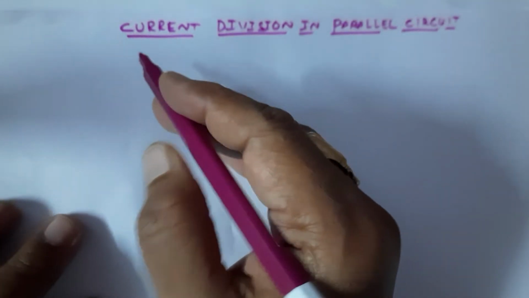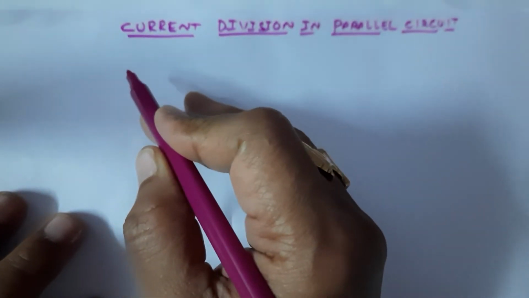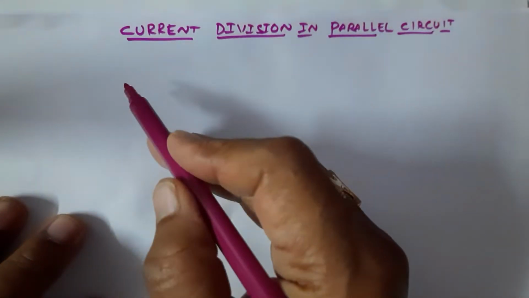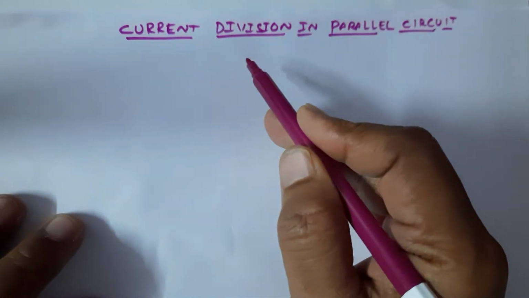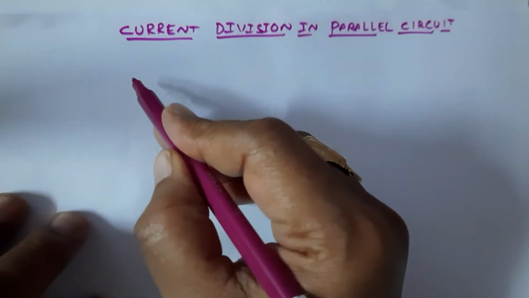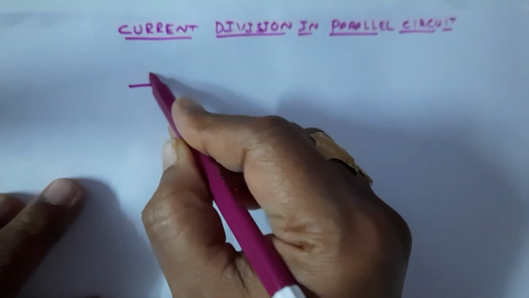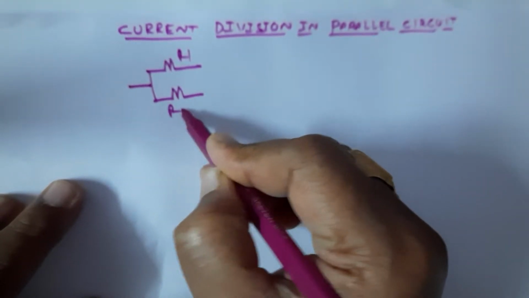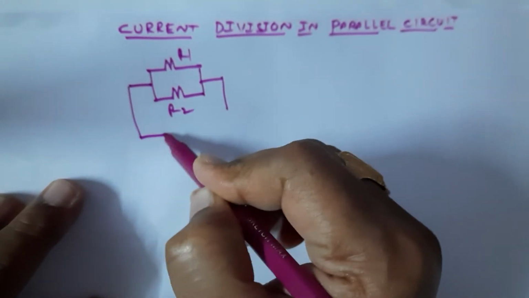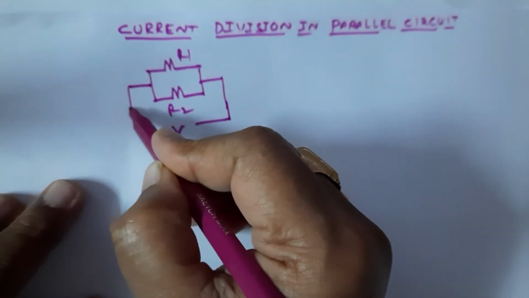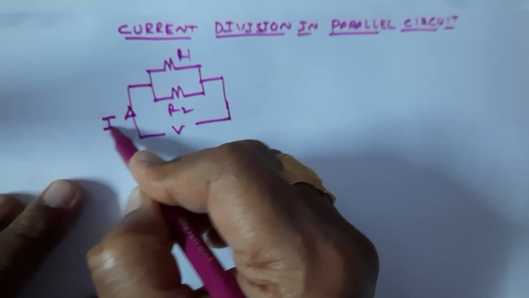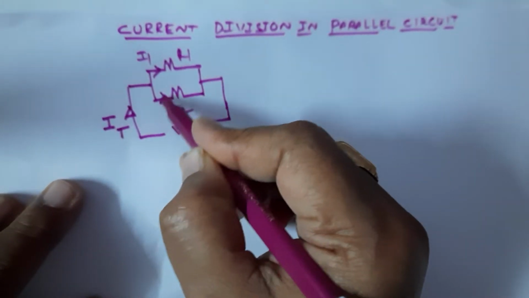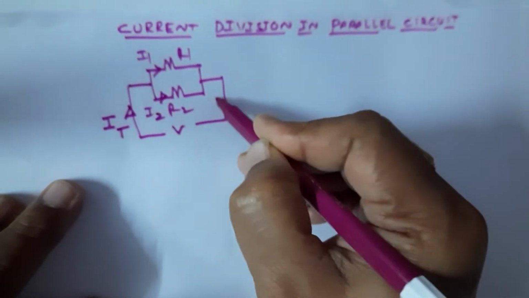My dear students, just like the voltage division in a series circuit, we can also find out how the current is going to divide in a parallel circuit. Consider a two-branch parallel circuit having resistances R1, R2 connected across a voltage of V volts. Then we already know about the parallel circuit. The total current is divided among the two resistances as I1 and I2.